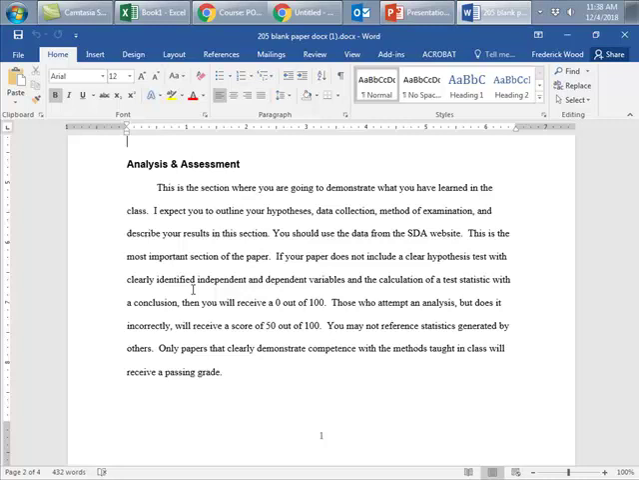Okay. This is the most important part of the paper. If your paper does not include a clear hypothesis test with clearly identified independent and dependent variables and the calculation of a test statistic, then you will receive a 0 out of 100. I put that there to remind you that this is a statistics class, and your statistics paper should have statistics that you calculate in it. Right? If you put some numbers on the page and you're like, numbers, done. Well, I got a number for you, and it's a 0.